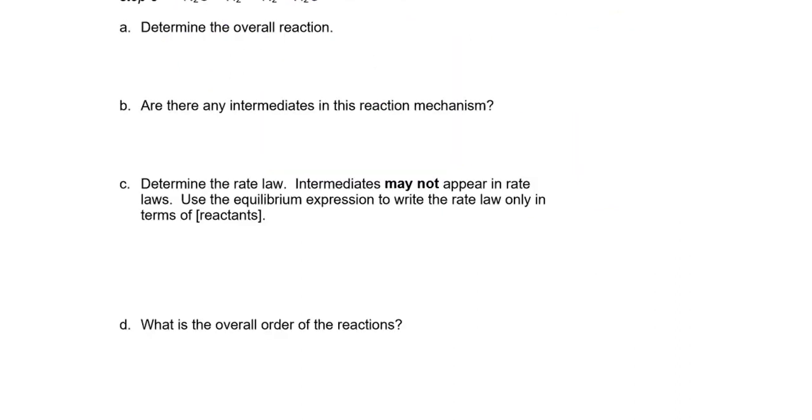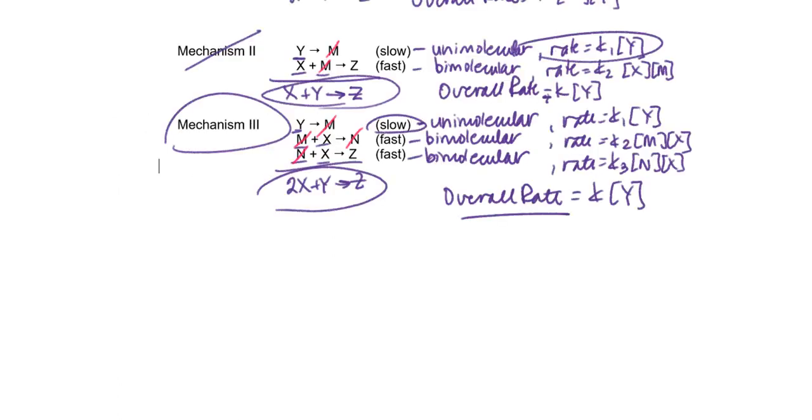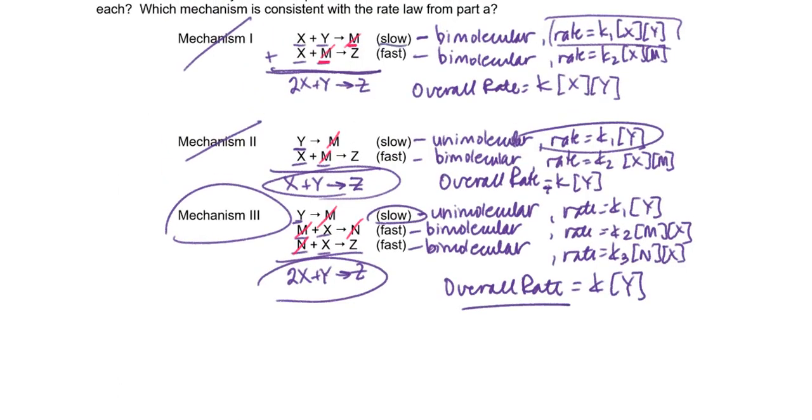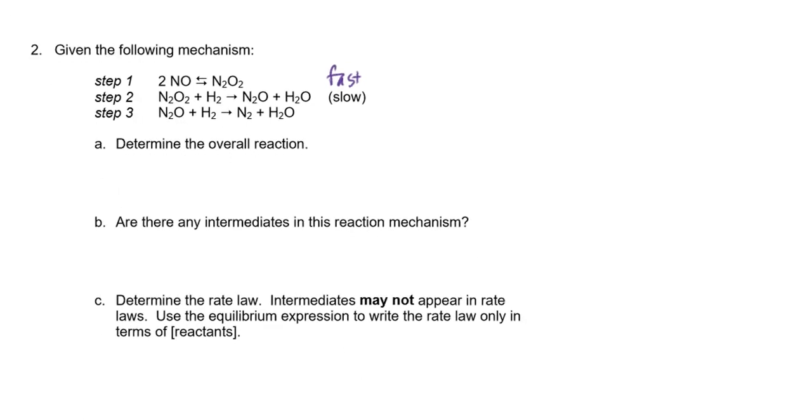Now, let's also take the example of a mechanism in which the first step is not the slow step, because if you notice, in each of these mechanisms, the first step was slow. Okay, and we treat mechanisms where the first step is fast a little differently. Let's do a little bit of work here and figure out the overall reaction equation first.